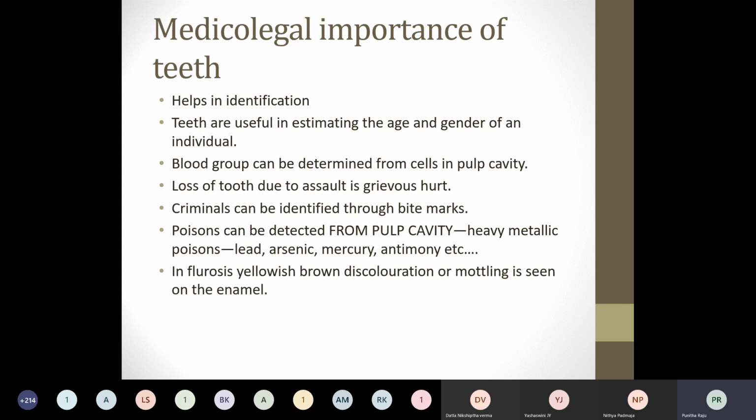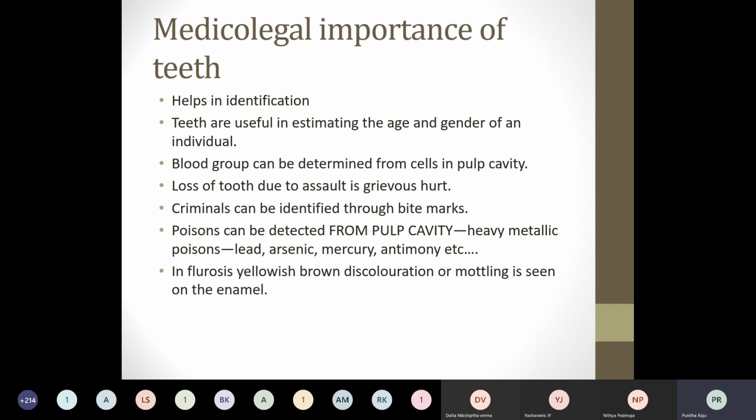And certain poisons can also be detected in the teeth. Not only in the teeth, it is mainly in the pulp cavity. The poisons that can be detected are heavy metallic poisons such as lead, arsenic, mercury, antimony. Even in the bones, you can detect certain poisons. It is mainly the heavy metallic poisons which can be detected in bone and teeth. And in fluorosis, you can see yellowish discoloration of the enamel of the teeth. So these are the major medico-legal importance of teeth.